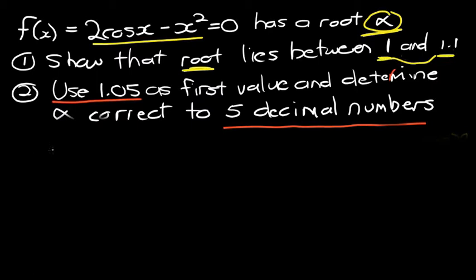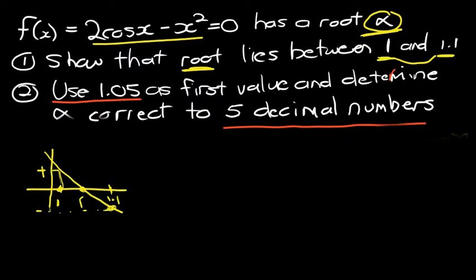Now, this is just an example graph. This graph doesn't represent 2 cos x minus x squared. But if you take this graph, and let's say that's the root r, and we take a value to the left of r, let's say 1, and you take the x value 1, you'll get a corresponding y value that is positive. Let's say you take 1.1 as the x value, you'll get a corresponding negative y value.